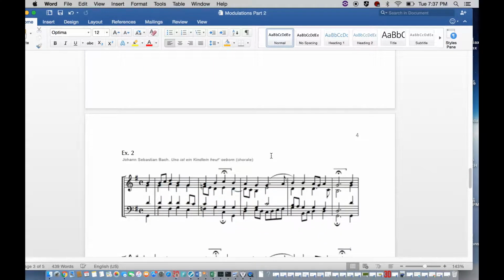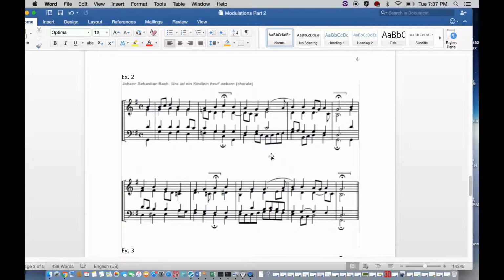Okay, let's look at another example. Here again, we're starting in the key of G. I'm looking at example 2. Okay, well, we're in the key of G. We start on a 1 chord. And remember, the first question I asked myself is, where do we cadence? In what key do we cadence? So here's the cadence point. I think that's pretty obvious.